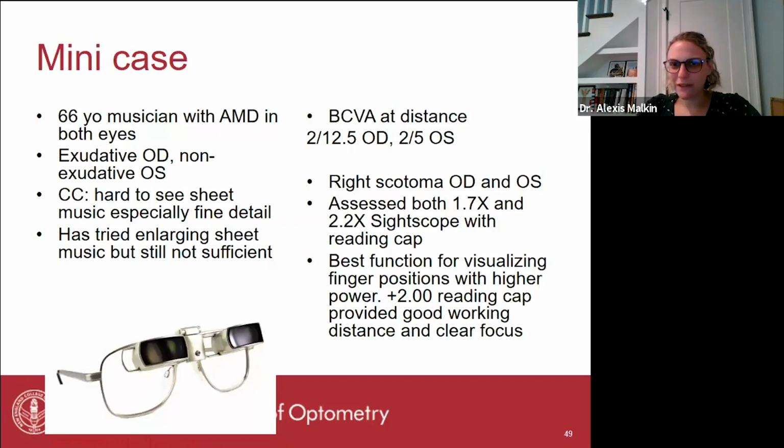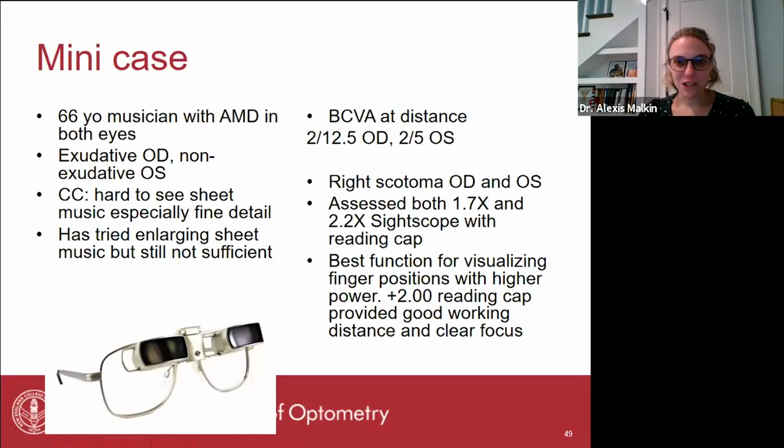Based on a 20/50 acuity, I didn't think I would need a lot of magnification, but his sheet music is very, very small. So we're talking about probably 20/20 to 20/25 near needs. And so we looked at a 1.7x and a 2.2x telescope, and he really liked the 2.2. He was able to visualize the finger positions for his music and also see the piano music with that higher power. The +2 reading cap gave him an appropriate working distance and good, clear focus.